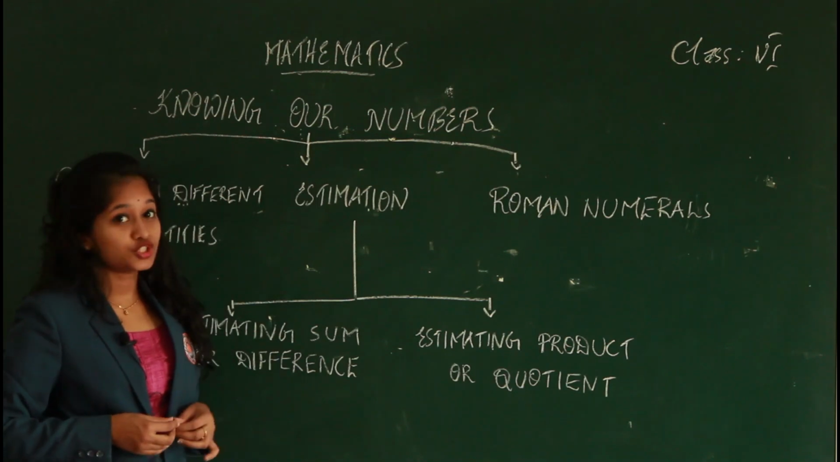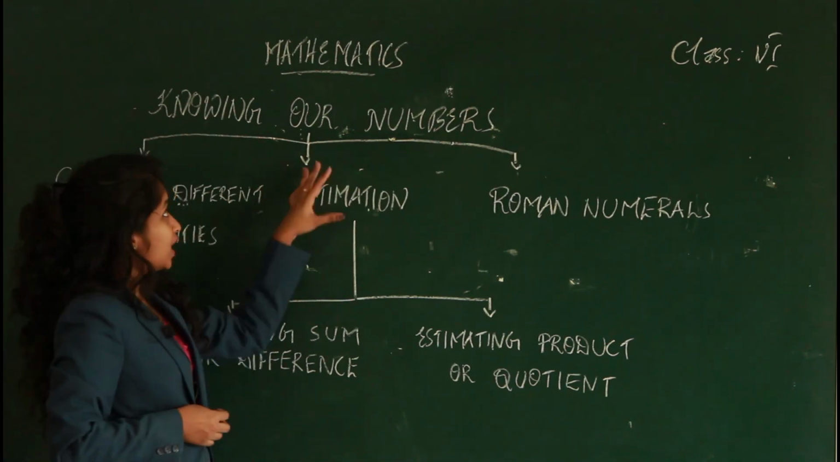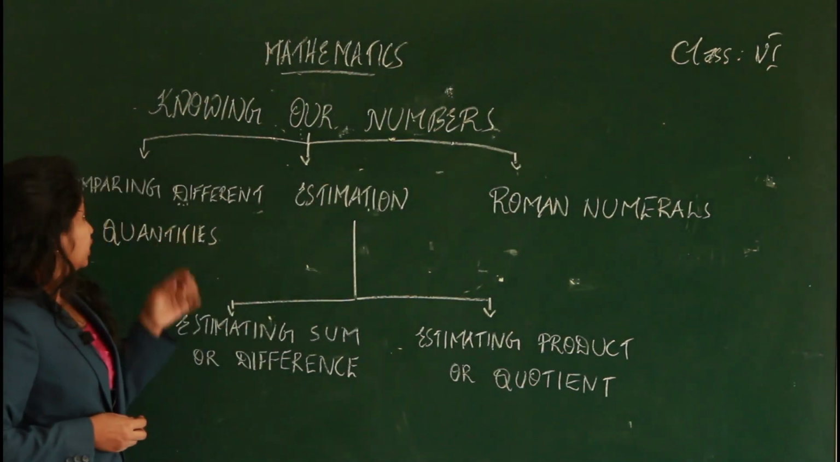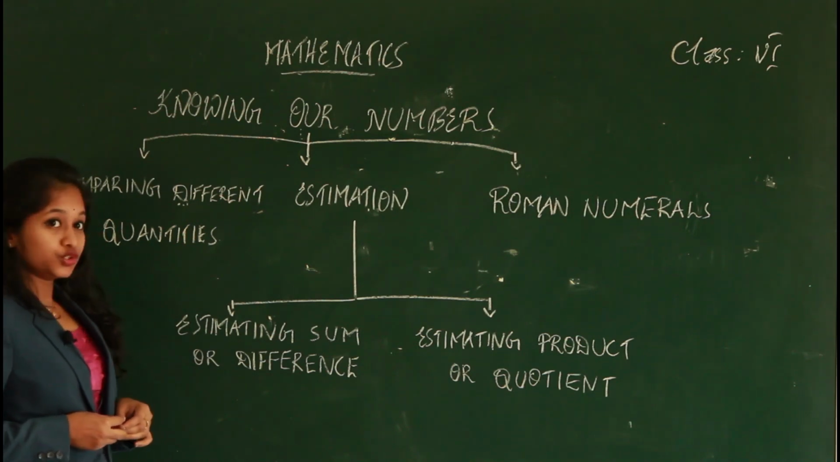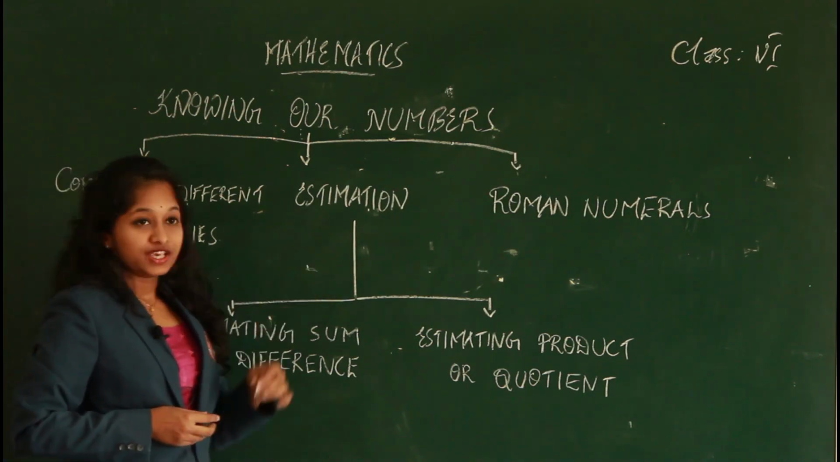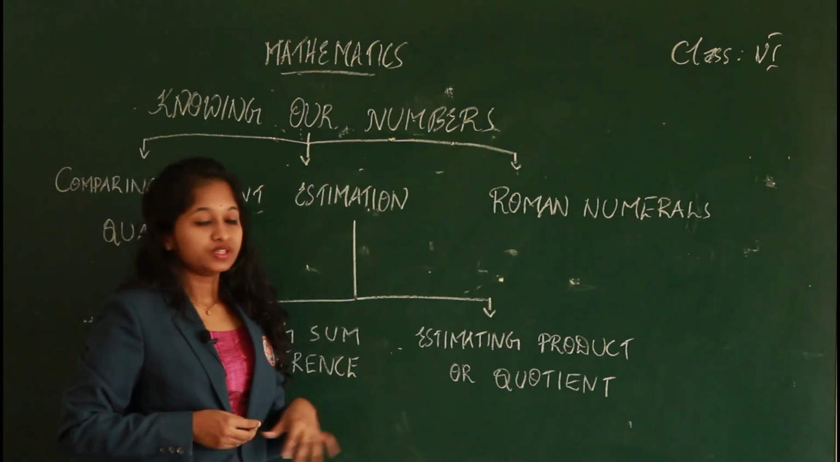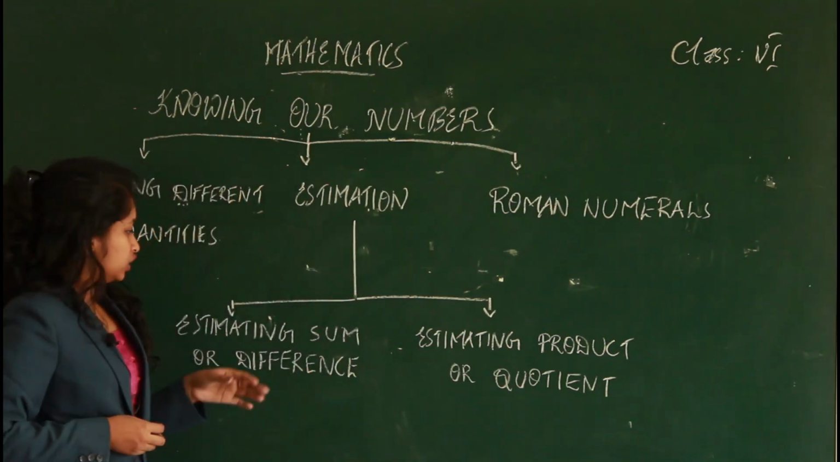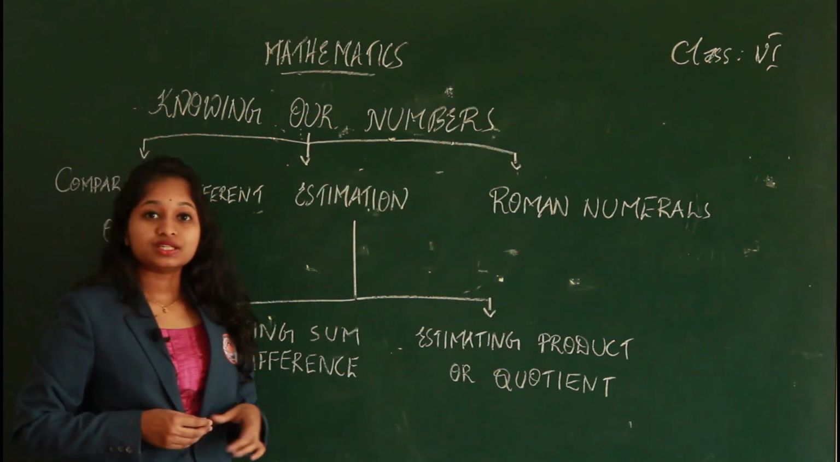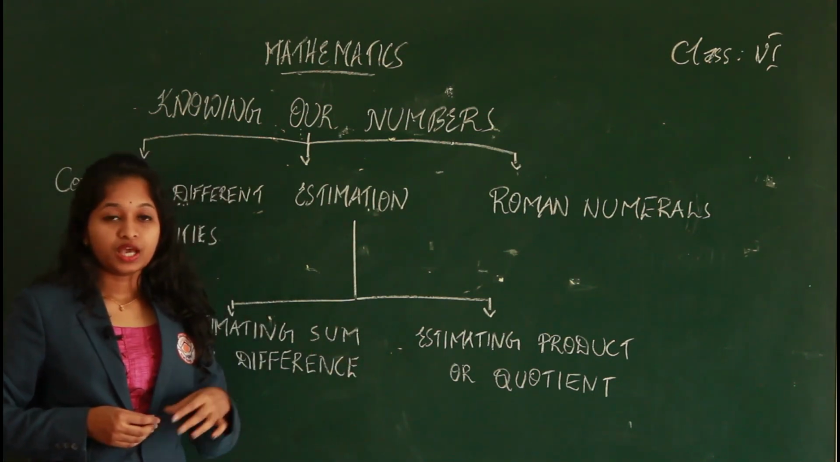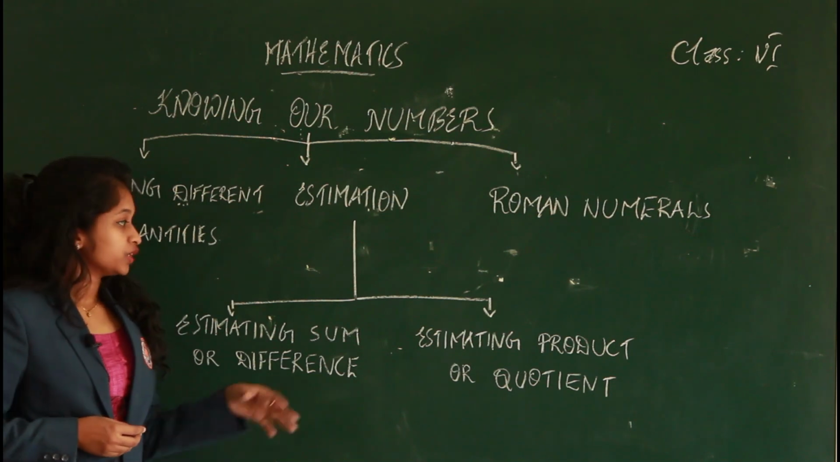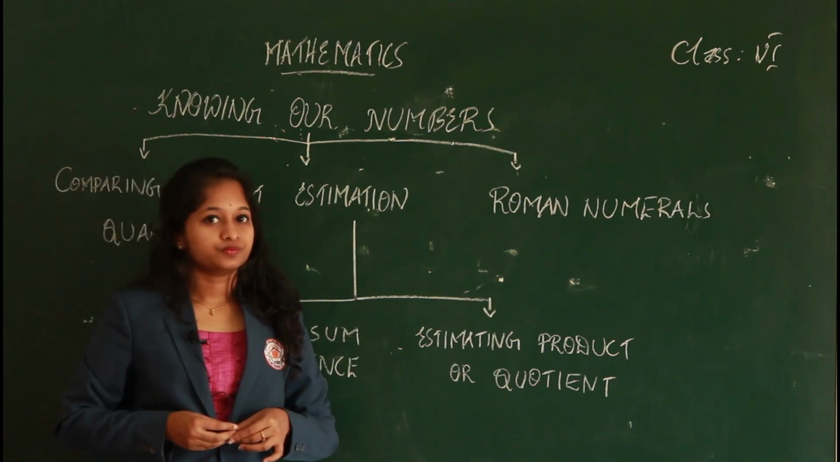Children, there is some more to know about numbers. Under knowing our numbers, we learn how to compare different quantities, estimation of numbers, and Roman numerals. Under estimation, we learn estimating sum or difference and also to estimate product or quotient. Let us learn.